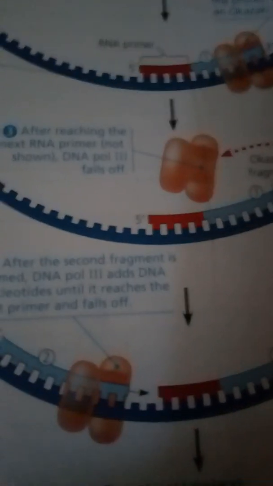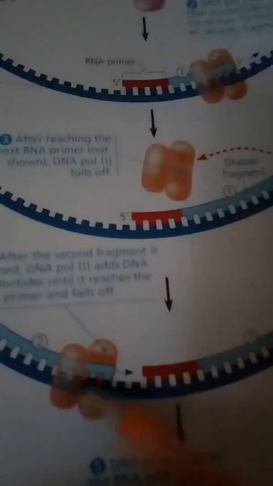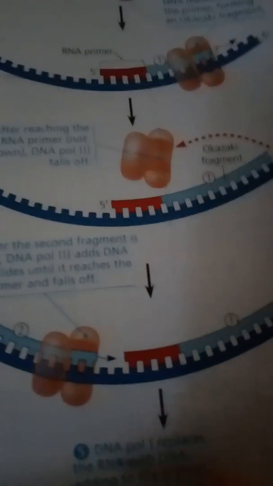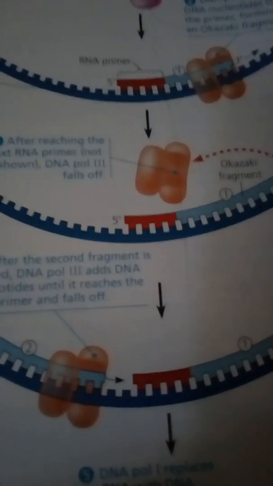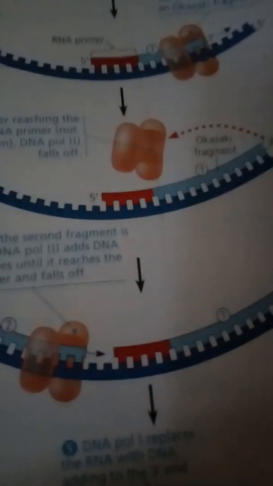Only one primer is required for DNA pol 3 to begin synthesizing the leading strand. For synthesis of the lagging strand, however, each Okazaki fragment must be primed separately. Another DNA polymerase, DNA pol 1 for short, replaces the RNA nucleotides of the primers with DNA versions, adding them one by one onto the free end of the adjacent Okazaki fragment, fragment 2 in this figure.